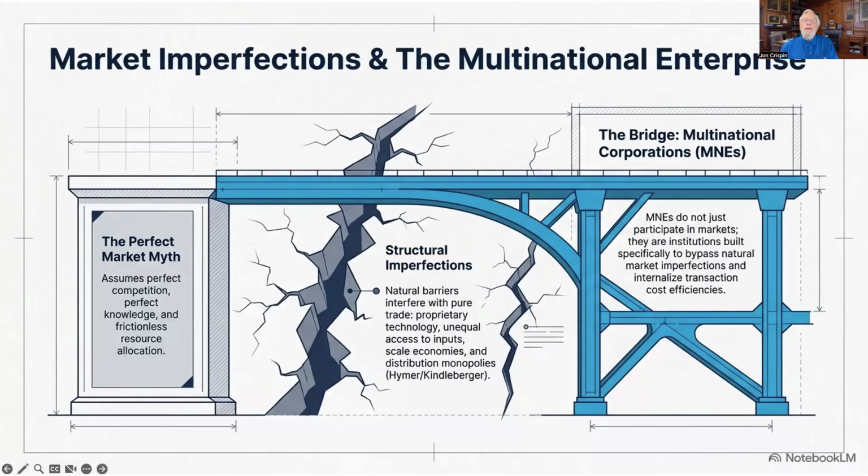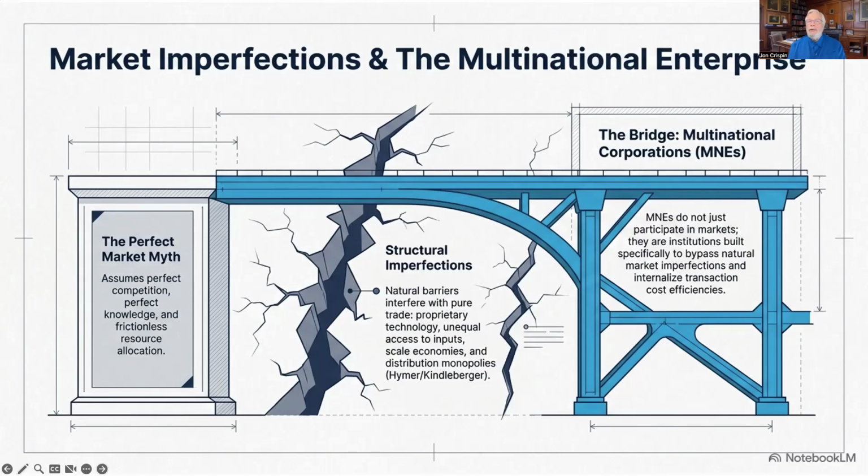All right. Well, here's a great graphic. It's market imperfections in the multinational enterprise, which we're going to be studying a lot of, are multinationals. So in the world of the perfect market myth, it assumes that perfect competition, perfect knowledge, and frictionless resource allocation exists. Well, we know that's not true. There's always friction. There's always a lack of information in some areas, and the competition is not perfect. So we move over to the right, and we see that this is represented by this chasm of structural imperfections, and the key is to get across the chasm without falling in.